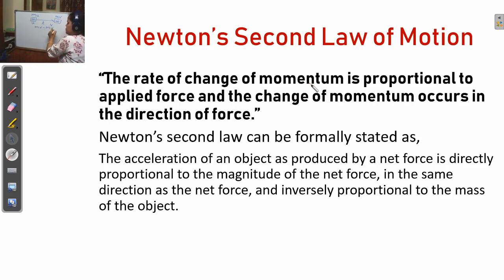Change in momentum is mv minus mu. And the rate of change in momentum, that means after time t, is mv minus mu upon t, if we take the time as t. Understand? So mv minus mu upon t is the rate of change of momentum. This rate of change of momentum is proportional to the applied force.